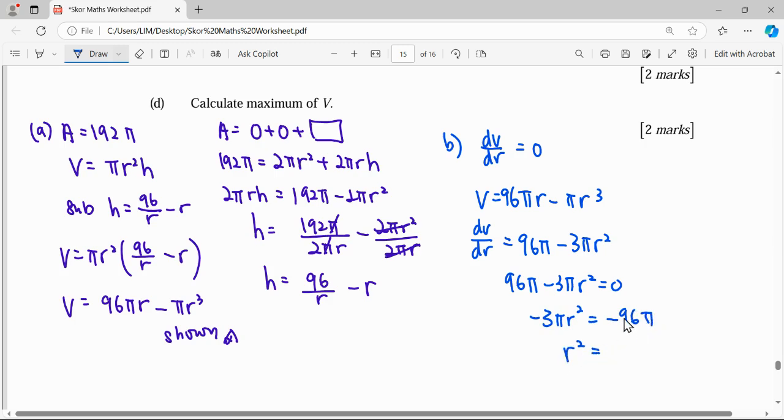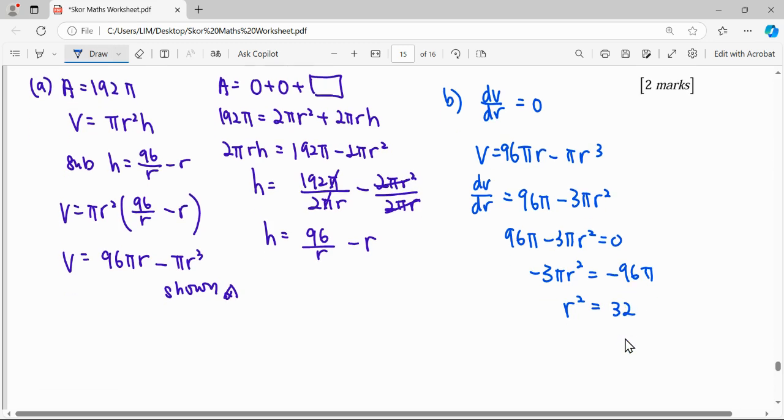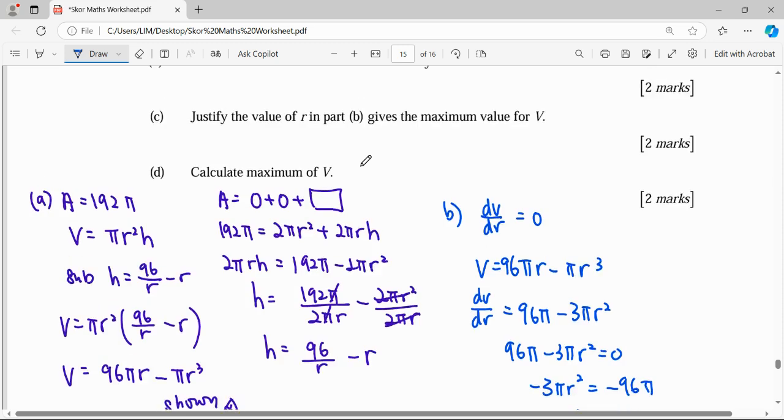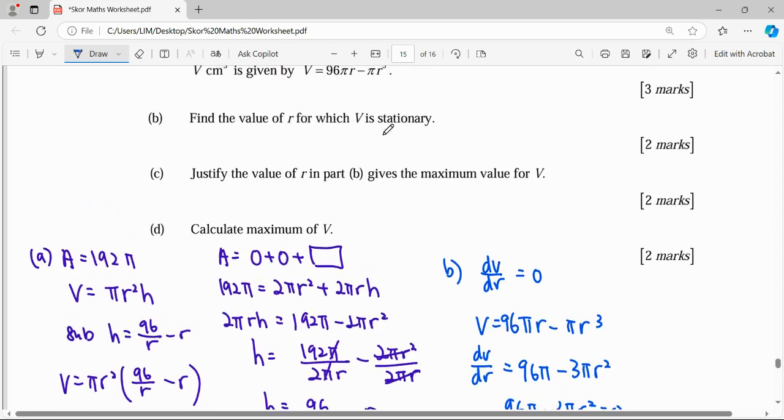So r squared equals 96 pi divided by 3 pi, so r will be positive or negative square root of 32. Since r is a radius, r will be equal to the square root of 32, which is 4 root 2, positive only. So this is the value of r when it is stationary.